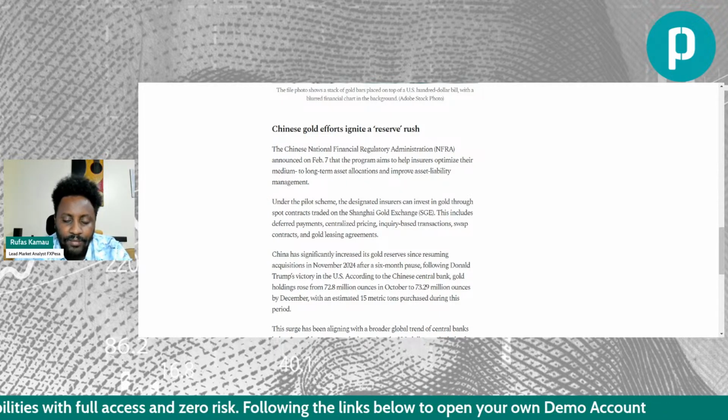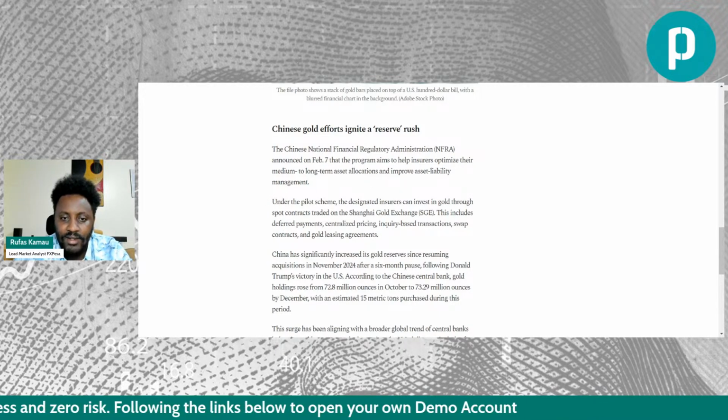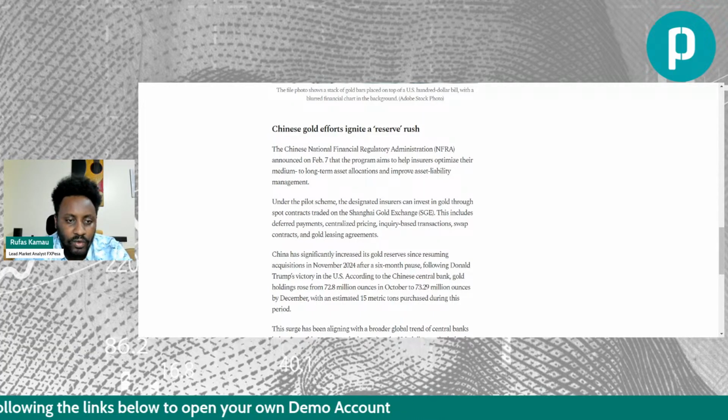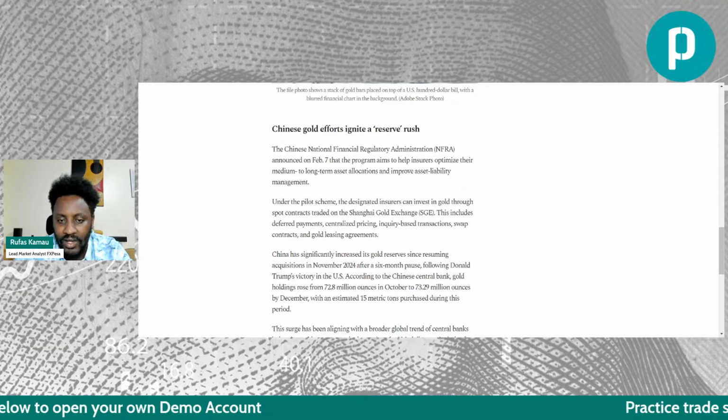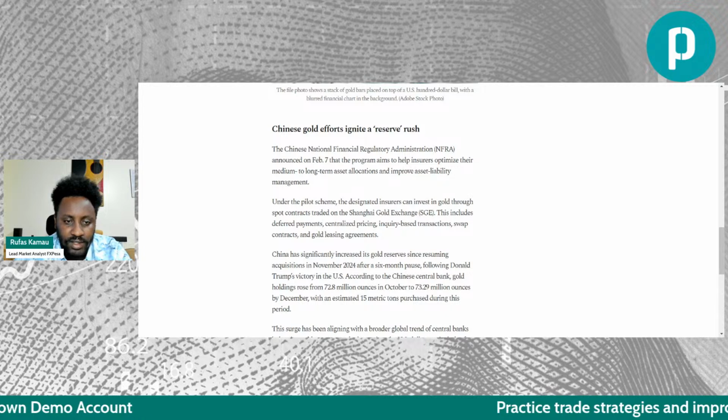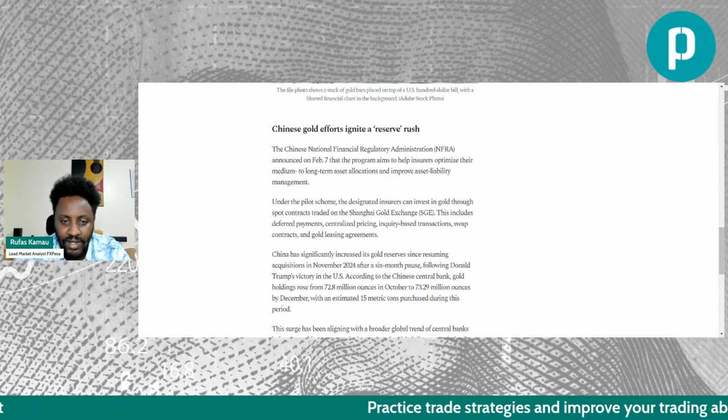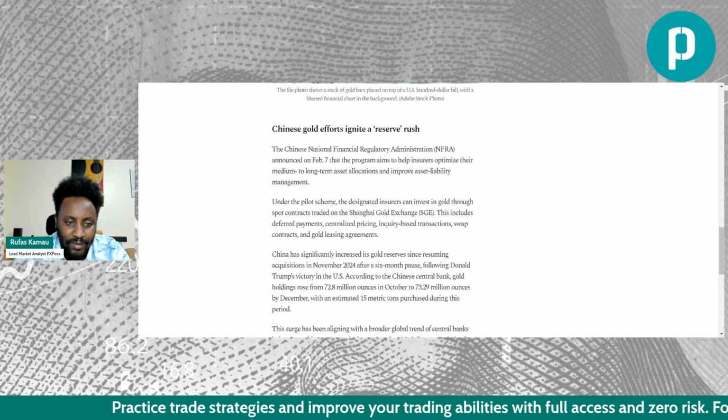So under the pilot scheme, the designated insurers can invest in gold through spot contracts traded on the Shanghai Gold Exchange, and this includes deferred payments, centralized pricing, inquiry-based transactions, swap contracts, and gold leasing agreements.